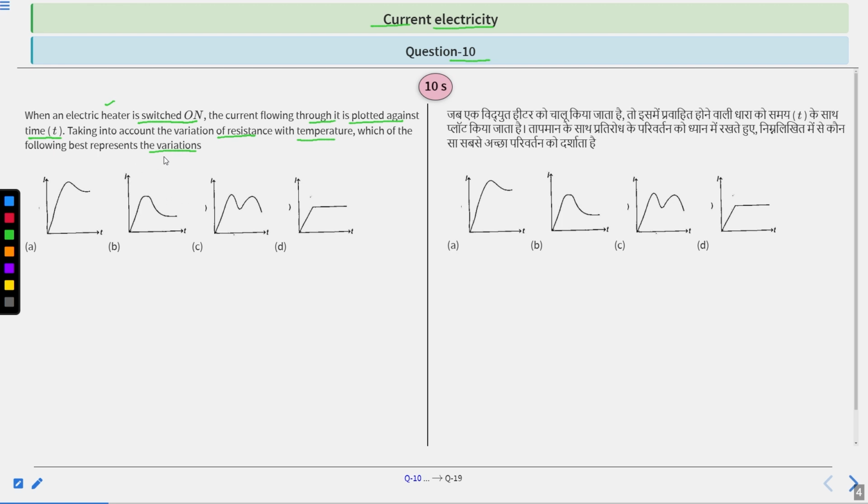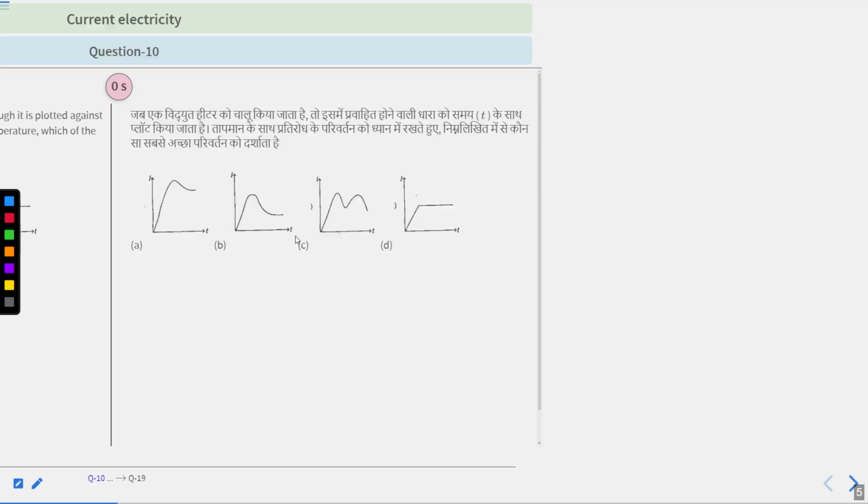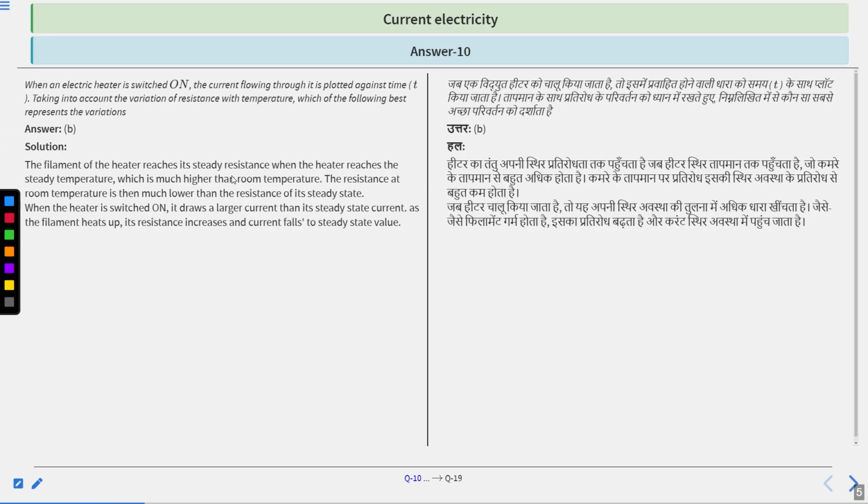Clear? So this is the question which is asked. Which option is correct? A, B, C, D. You have 10 seconds to solve this question. After 10 seconds, we will provide the solution. Let's find a solution. So here the question asks about the best representation of the variations.